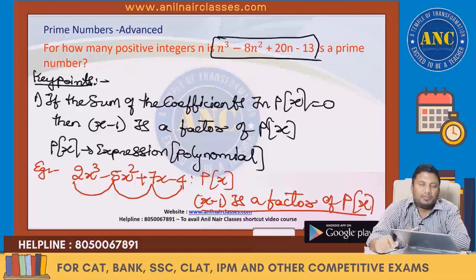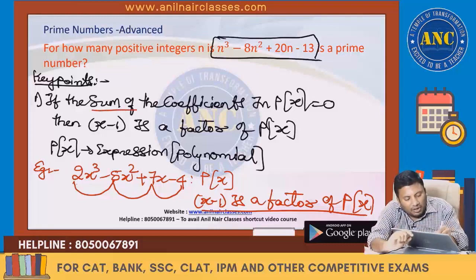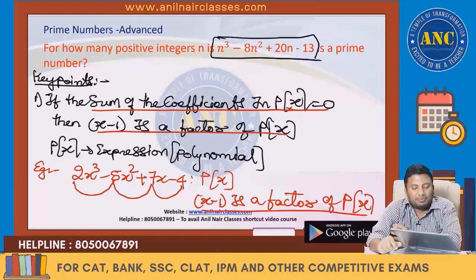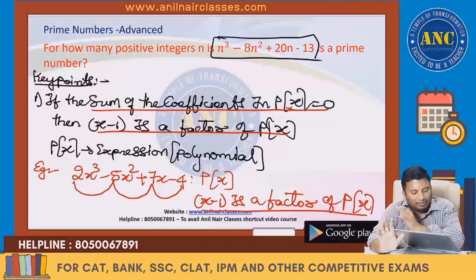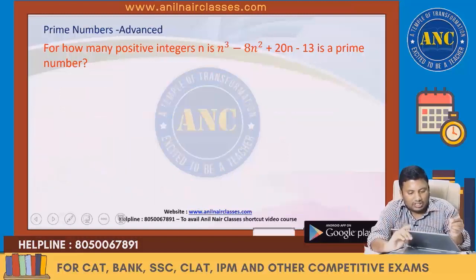How to determine whether x minus 1 is a factor of P of x? Check the sum of the coefficients of P of x. If the sum of the coefficients is 0, then x minus 1 is a factor of P of x. Now, let us take this example.